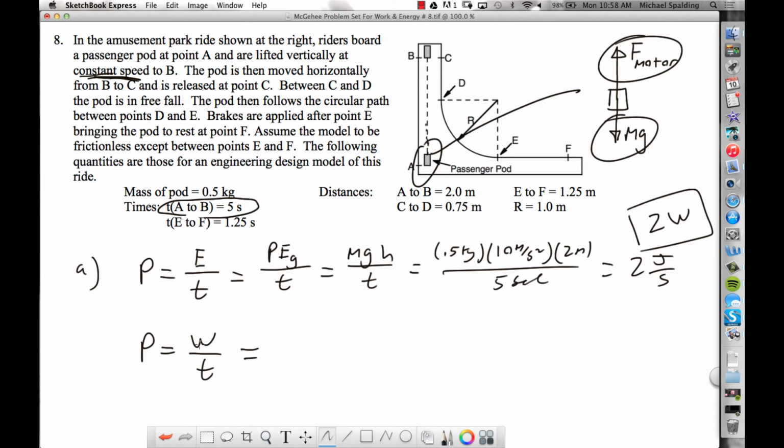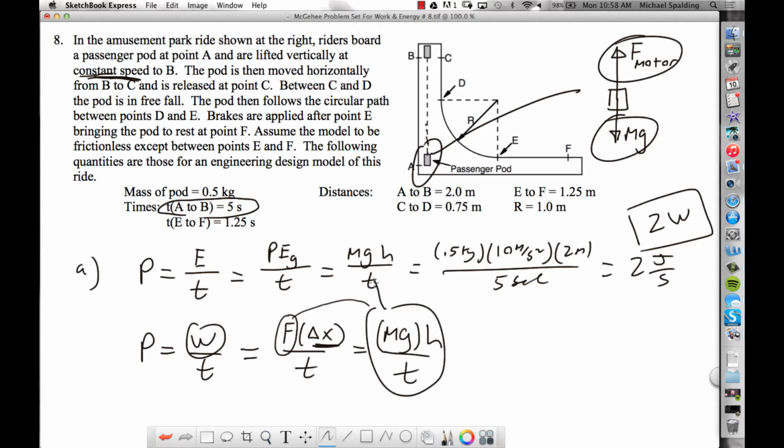All right, so what's the basic definition for work? Work is what? Force times displacement, okay? So what's the force of the motor? What did we just figure out? The force of the motor is equal to mg, and then what's the delta x here? It's h. So look, we get the exact same thing. mgh over t. Okay? All right, that's part A. Let's go to part B.